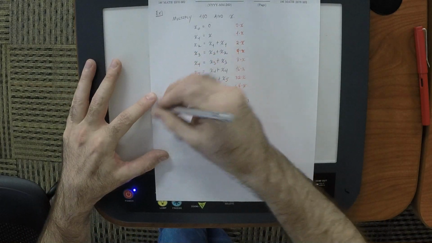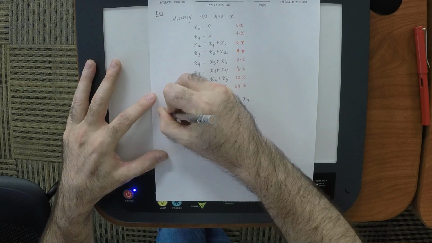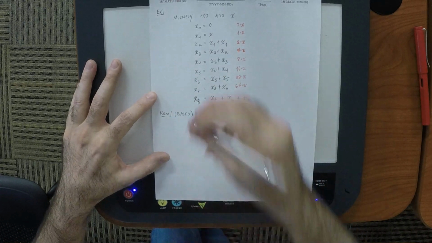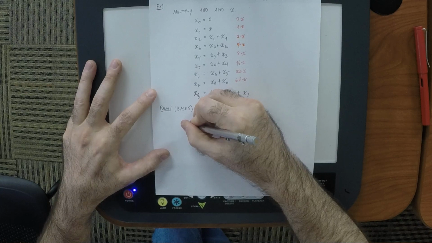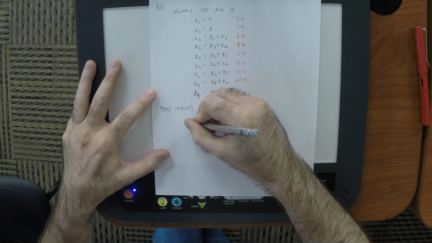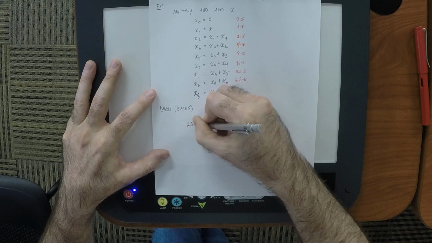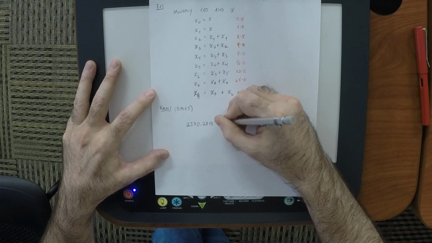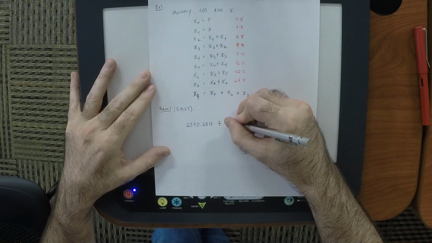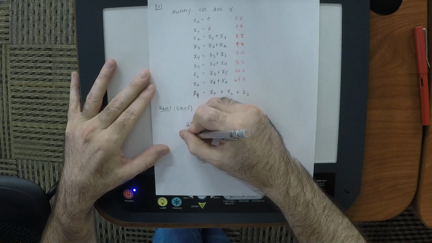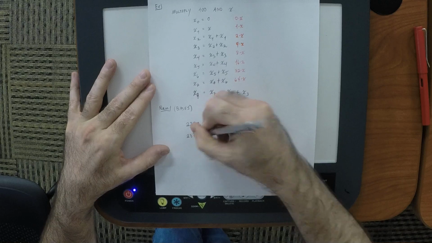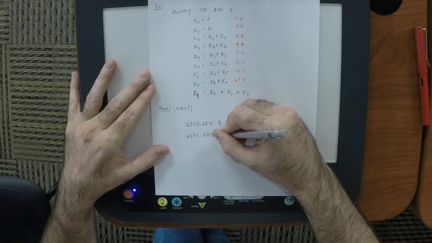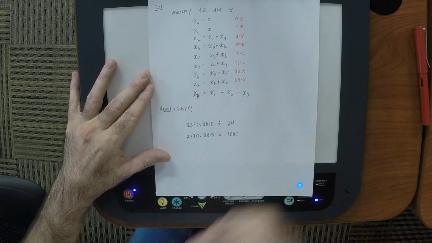A second idea that I want to bring up is, suppose I give you this number, 2370.2018, and suppose I say, well, I want you to divide this by, say, 64, maybe. And here's another one, 2370.2018, and I'll give you a much bigger number to divide by, like 1,000.